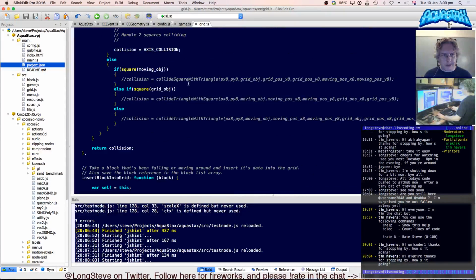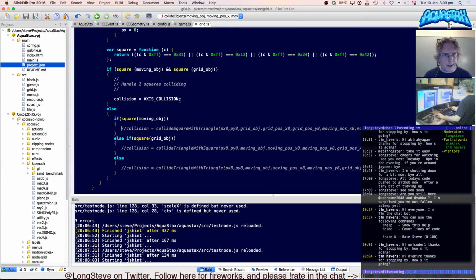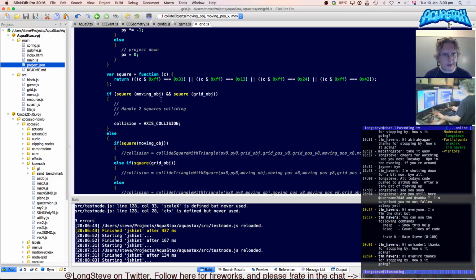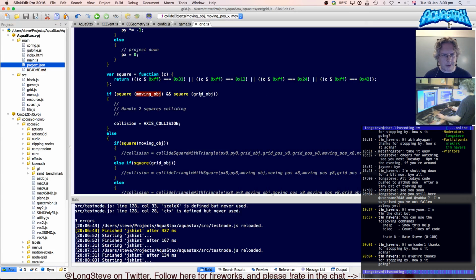Collide square with triangle. So what I'm going to need first is to make one of these a triangle. I've got handle two squares colliding. The way this code works is it's got a moving object and a grid object. The moving object is the thing I'm moving around. The grid object is the thing fixed in the grid.